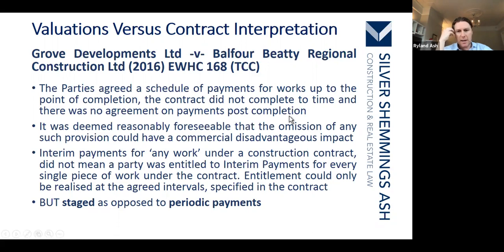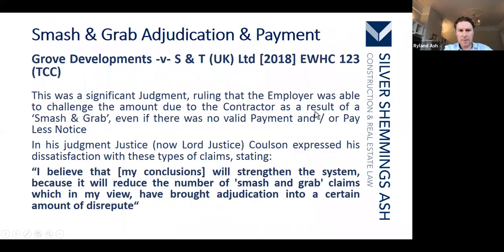And ultimately, the moral of the story there is that you need to make sure that your scheduled dates cover a reasonable extension to the program, and also have provisions in there that say that they'll continue on the same dates thereafter, up until practical completion, or to the end of the rectification period, if you like, up to the issue of the final certificate.